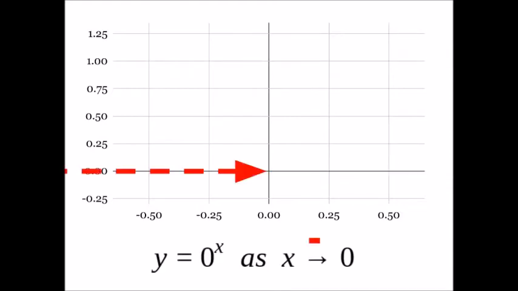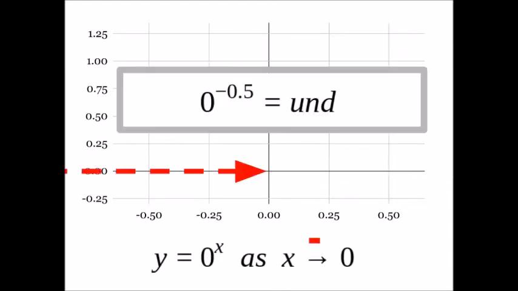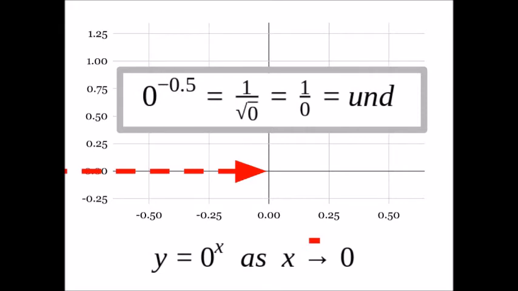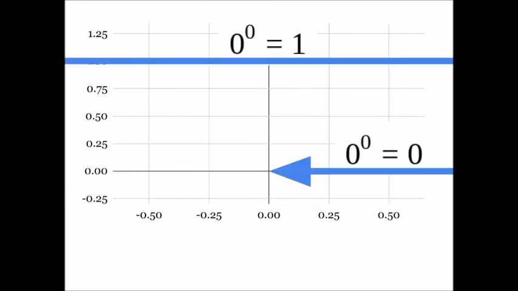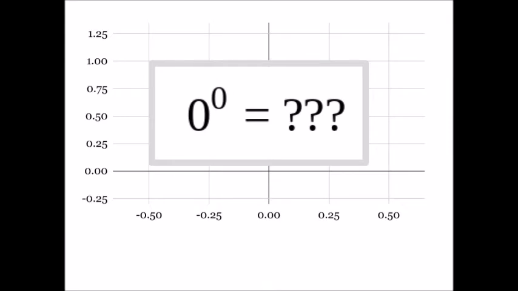0 to the negative 1/2. What's that? That's equal to 1 over the square root of 0. Well, we know the square root of 0 is 0. So what we have here is a catastrophe. Yet this does not bother me too much at all, and I will tell you why.